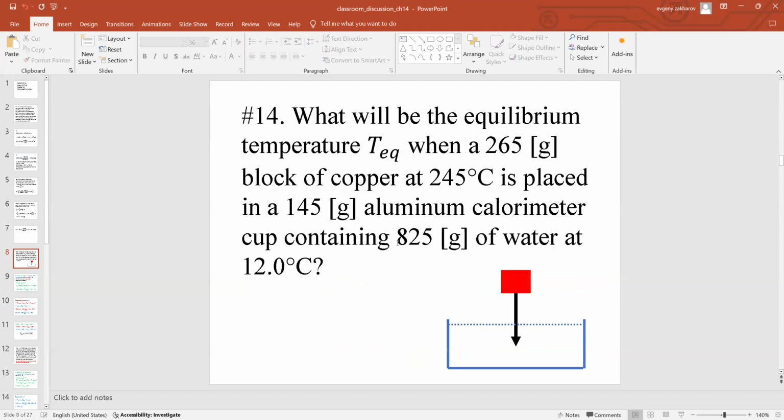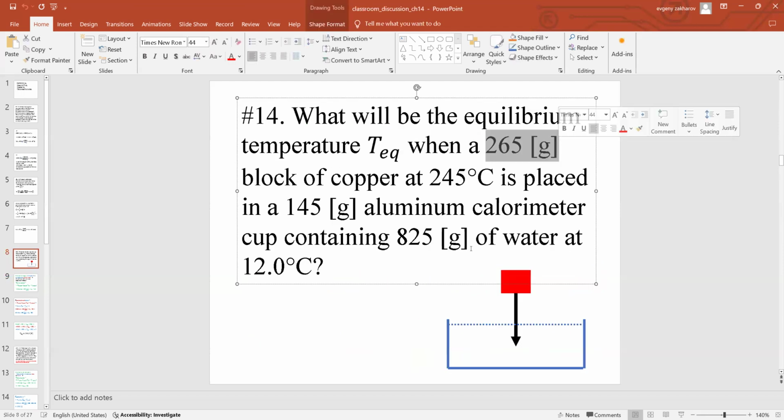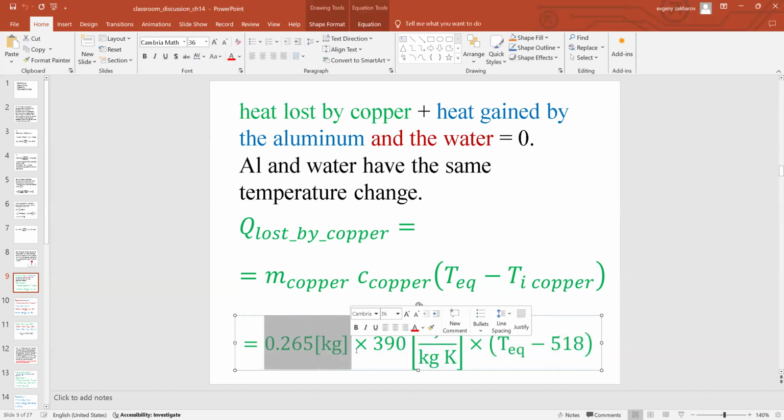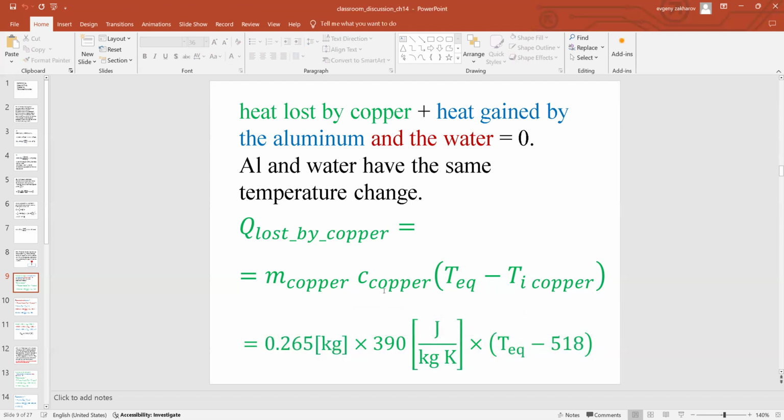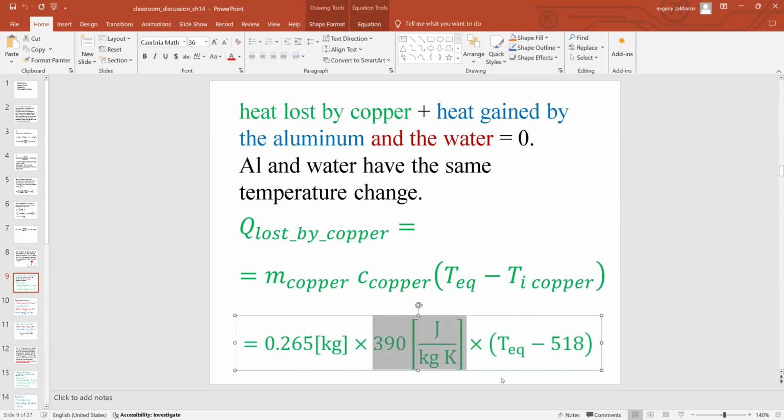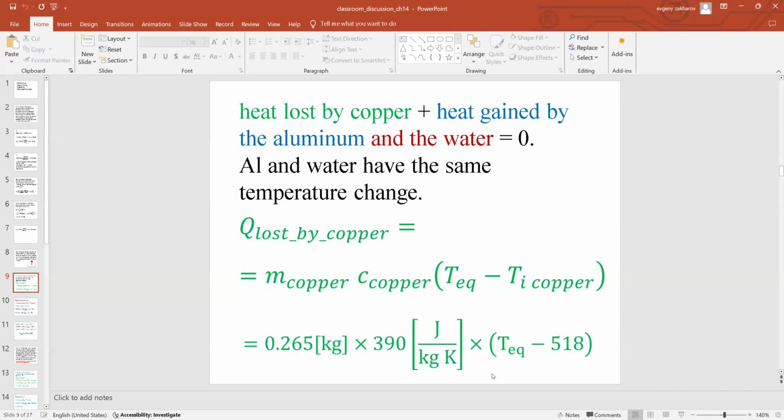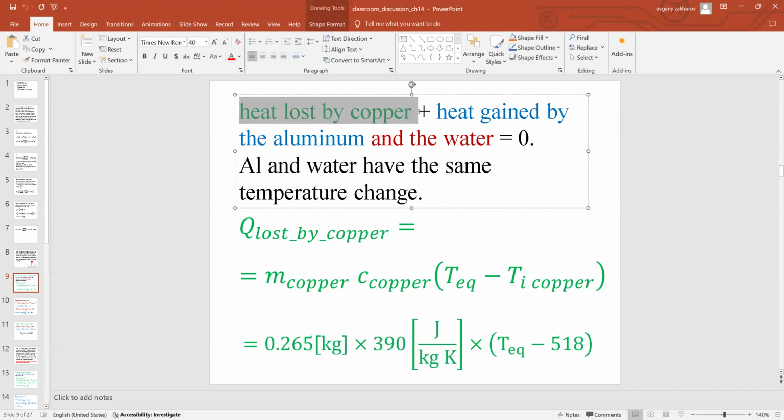The mass of the copper is given. Be careful, that's in grams. You have to convert those grams into kilograms. And for copper, you take a look at the table with specific heat, and you'll find that the specific heat for copper is 390 joules per kilogram per Kelvin. So this is the green part. That's what is here.